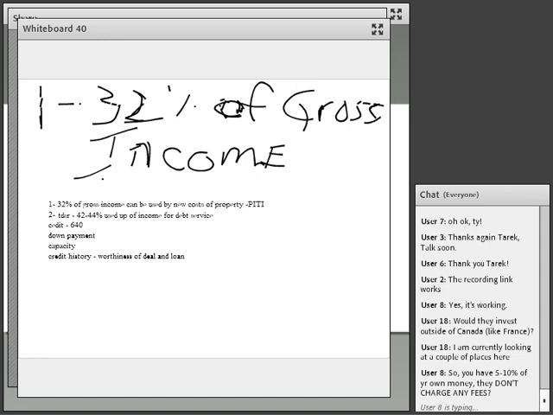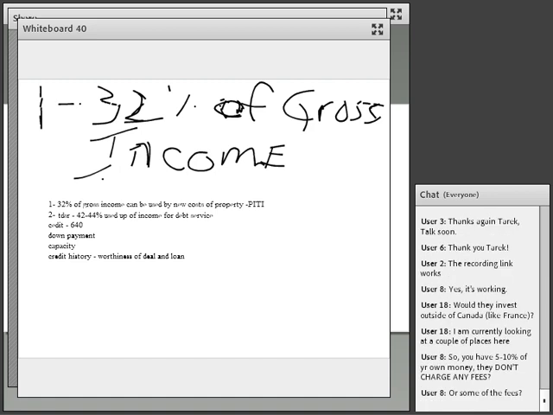Okay. One other thing I want to touch upon, and Hyson just reminded me of this. One thing that we forgot to discuss is the source of down payment itself.